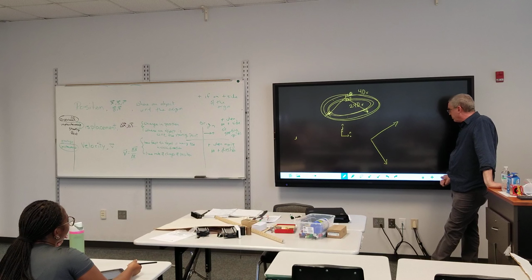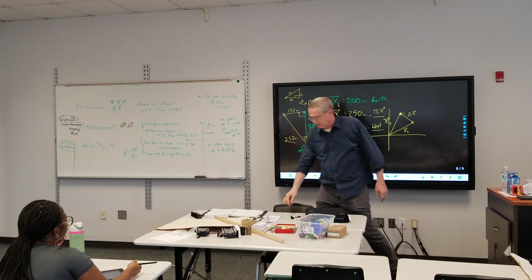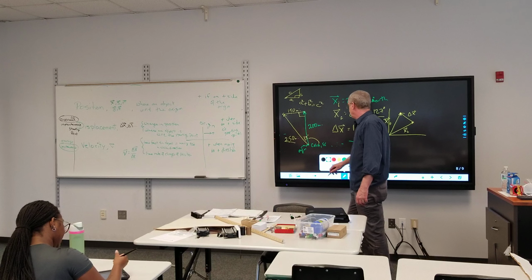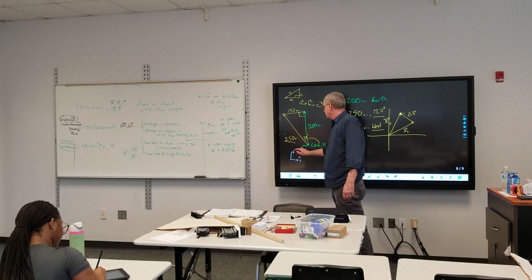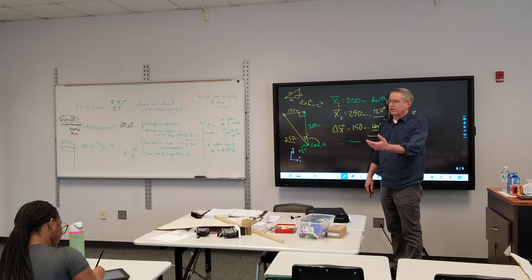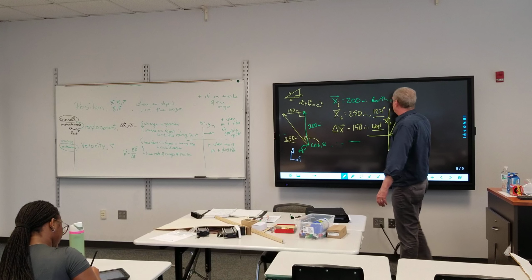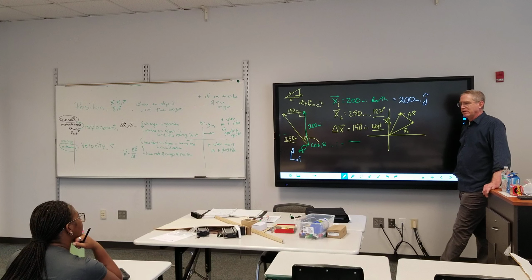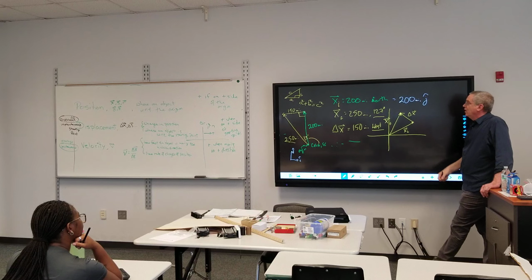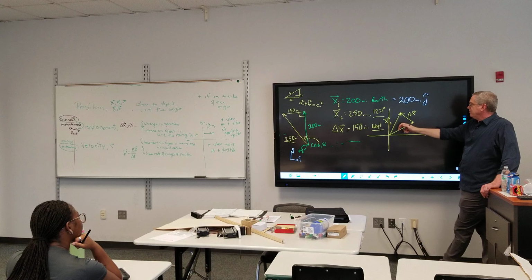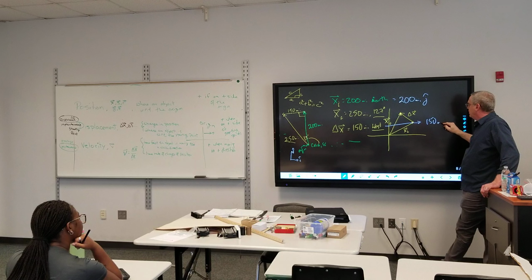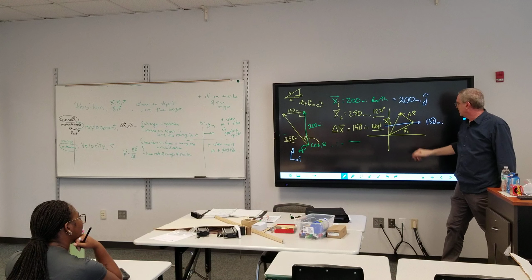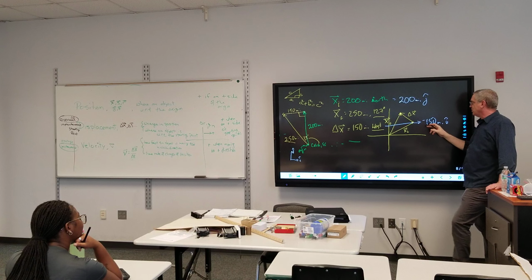So that thing I had on the board before, if I establish i hat and j hat, say I don't feel like writing the word north or west or anything like that, I could write my initial position, instead of 200 miles north, as 200 miles j hat. I said j hat is in that direction. My displacement is 150 miles. Well, I said that was i hat, so that would be negative i hat.